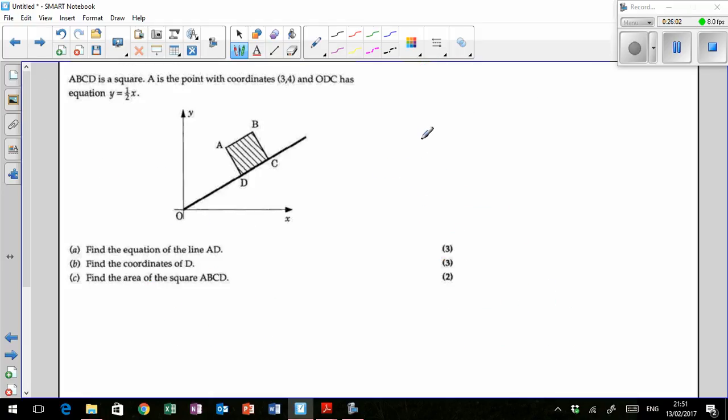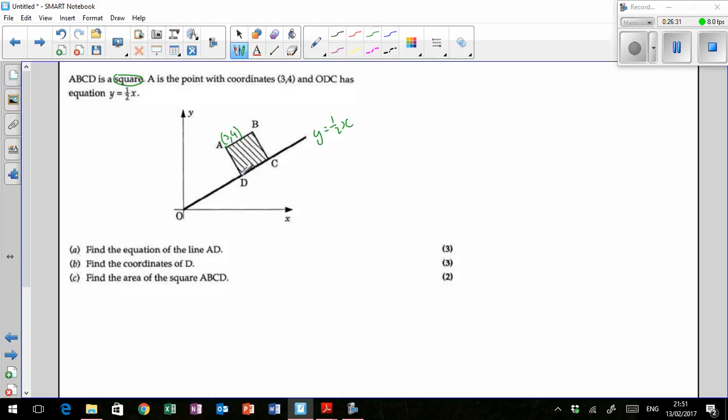Okay, so last one, find the equation of the line AD. So ABCD is a square. Key point there, we know squares are all the same length side and also all right angled. A is a point with coordinates 3, 4. And ODC has equation y equals half x. Okay, so find the equation of the line AD.